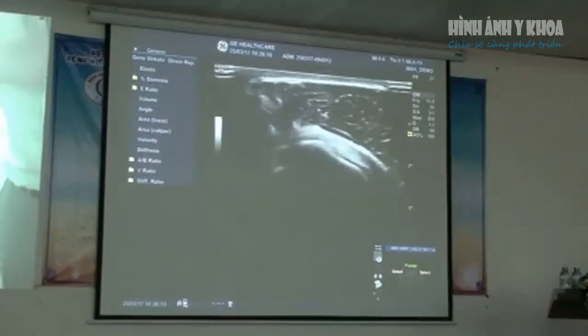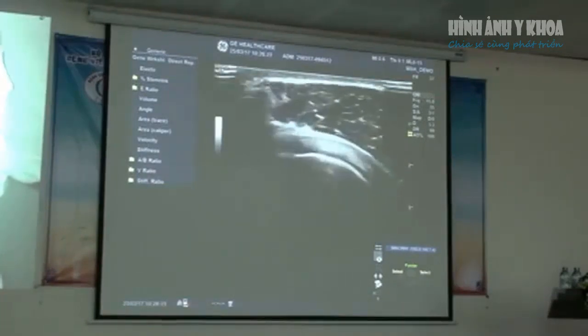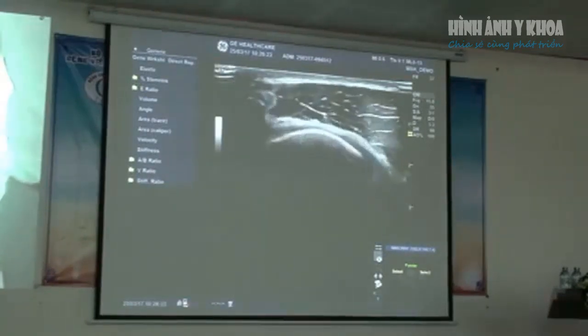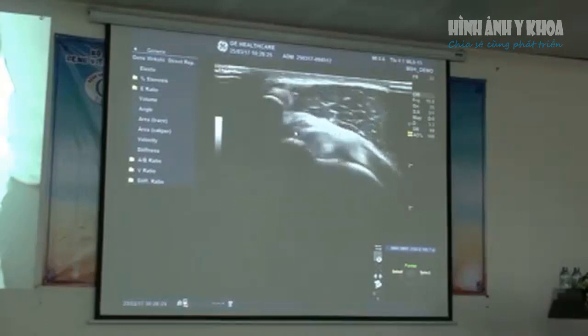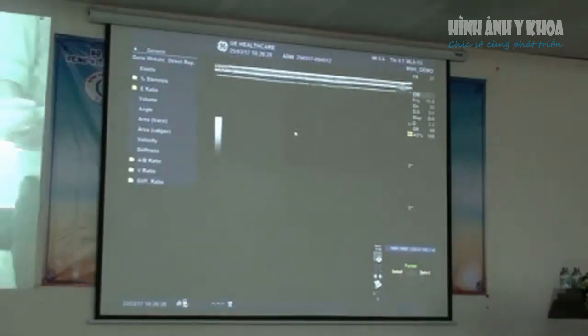And once again, we're just watching this bursa, making sure that it's moving nice and smoothly. And that is how I'd examine the shoulder.